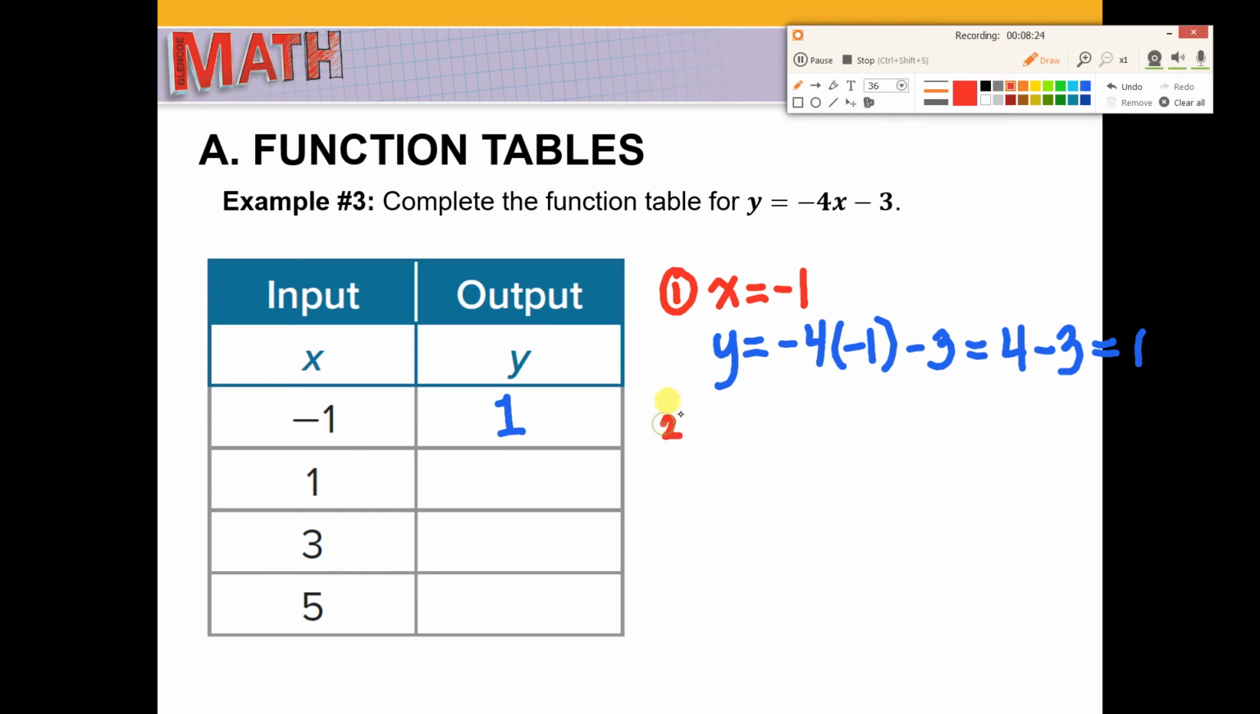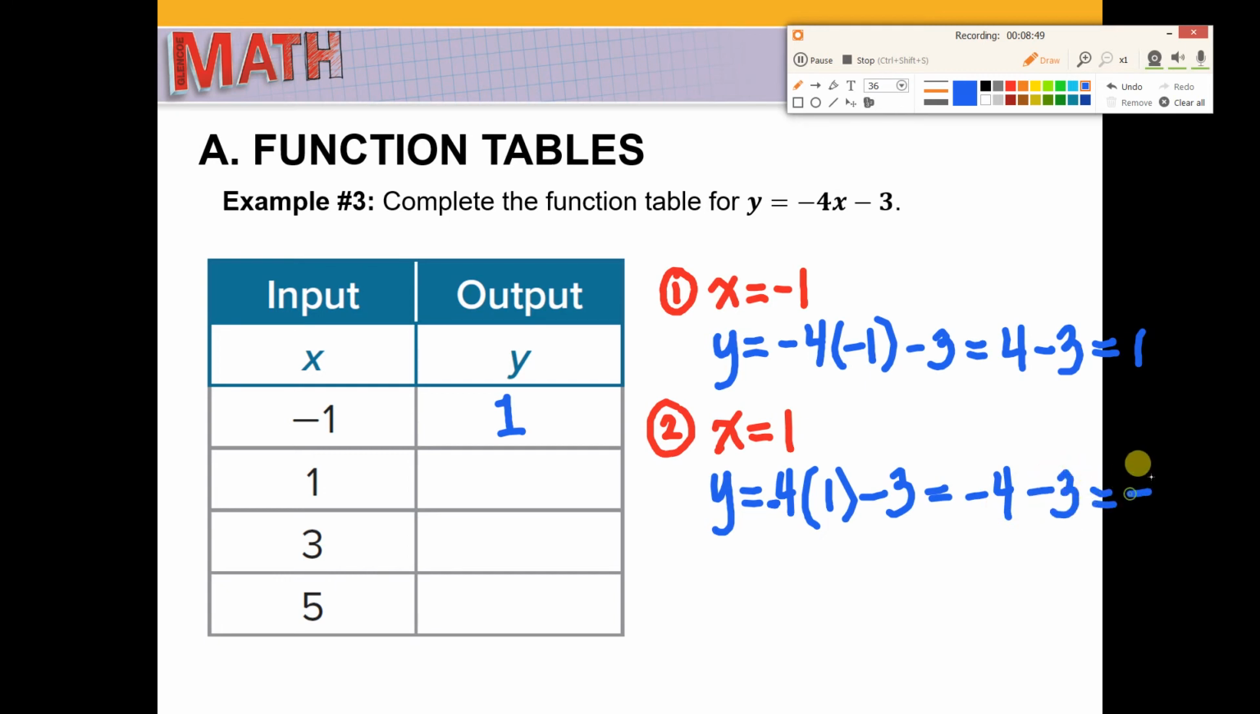Let's do the second one. When x is equal to 1, what will be y? So we have to solve for that. So y will be negative 4, and then we will exchange x with 1 minus 3. So negative 4 times 1 will be negative 4. Then minus 3, we have negative 7. So the answer here is negative 7.